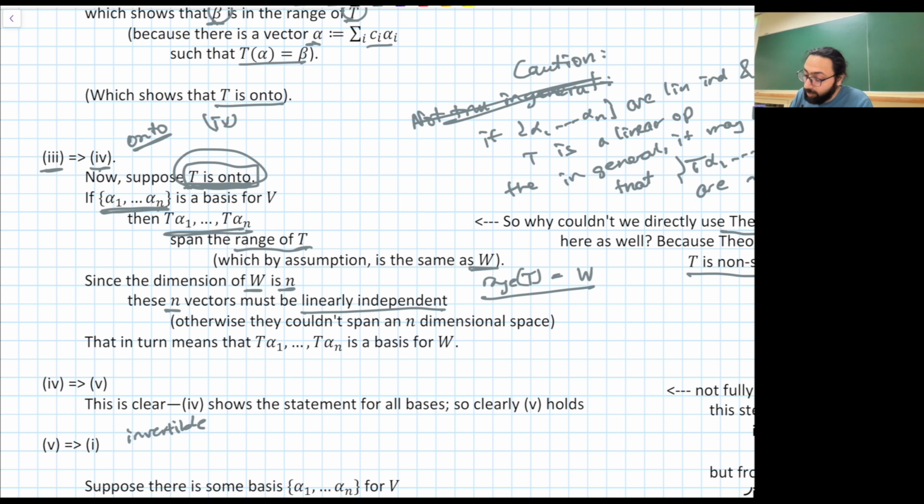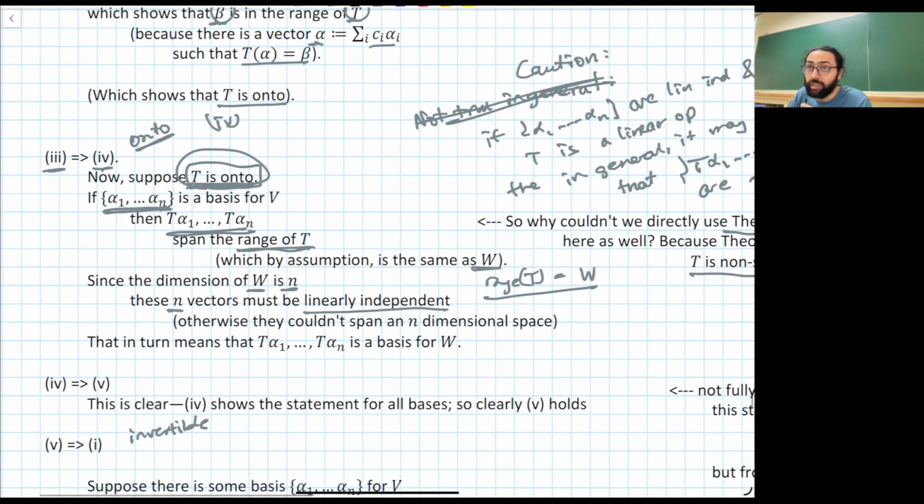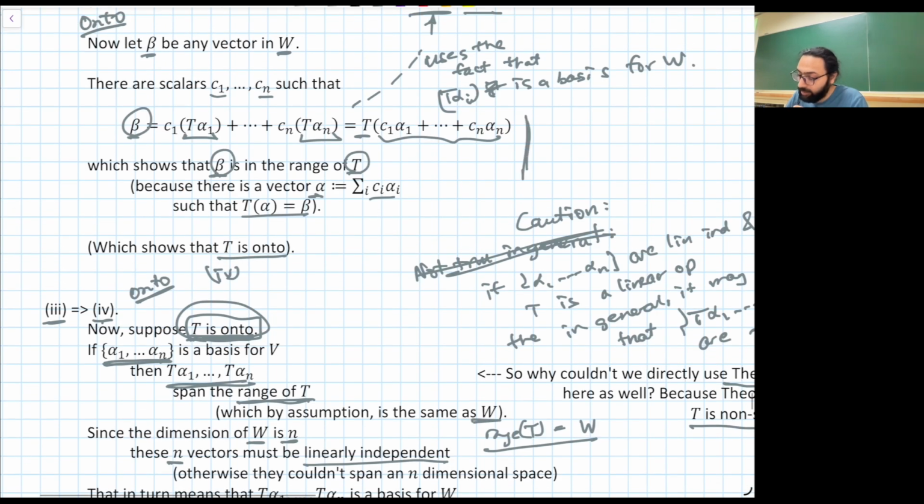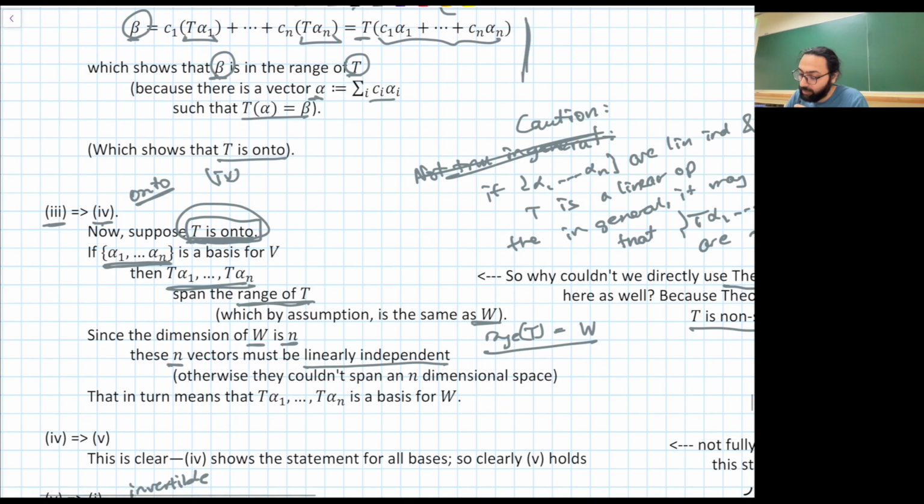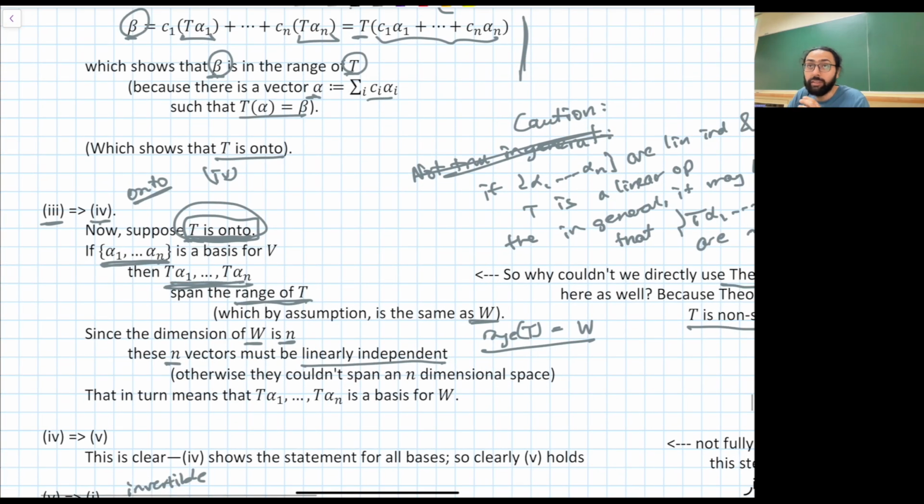Okay, so what we do know is that T alpha 1 to T alpha n certainly span the range of T, right? Because you started with linearly independent vectors, and then you can essentially express any vector using the structure. It's essentially the same argument as you can express any vector in the range of T using a linear combination of these guys.